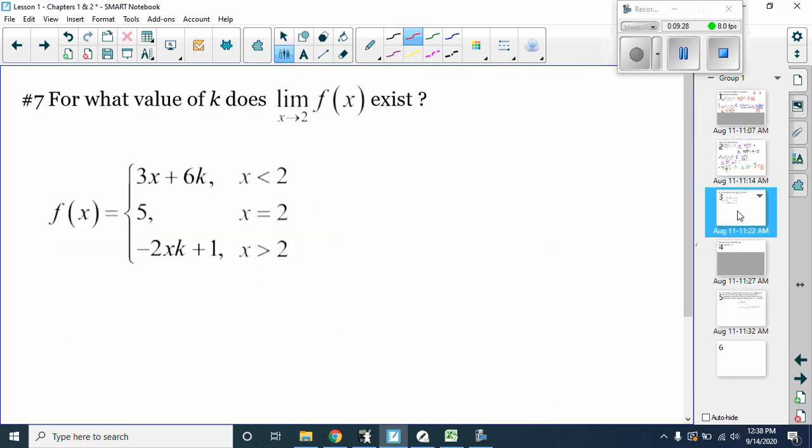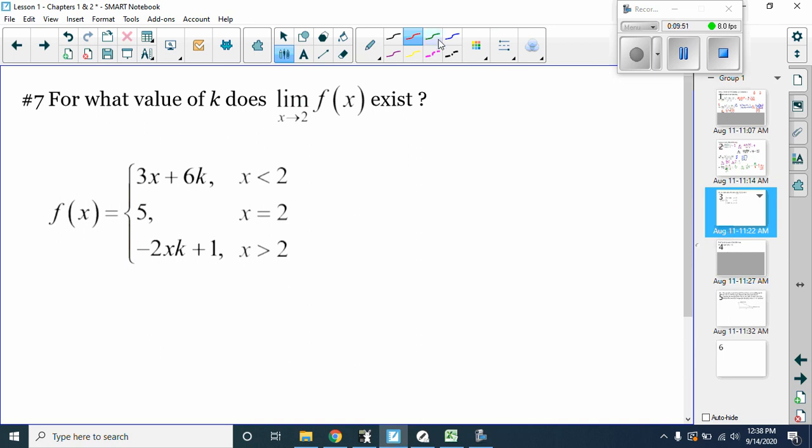Next type of problem is one like this, where we are asked what value of k, sometimes they use c, but most often k, would make the limit exist for this piecewise defined function. So they give us a piecewise function. We need to know what value of k makes the limit exist.